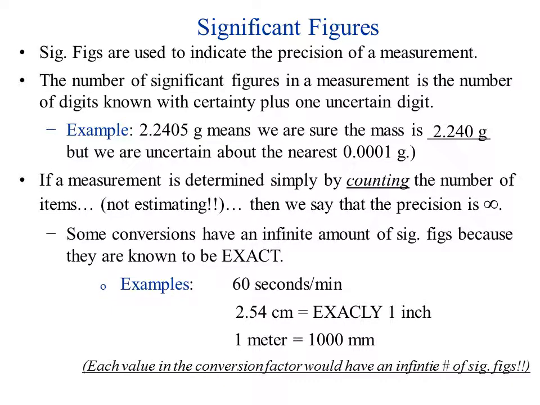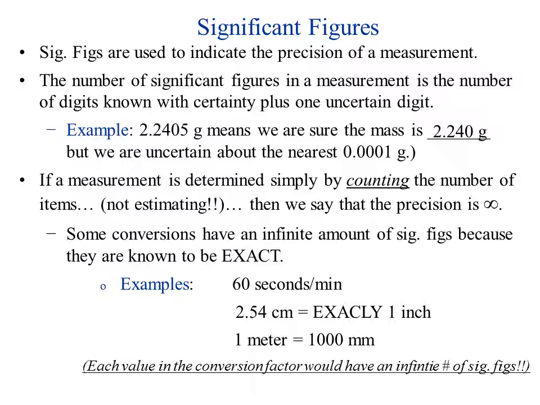All of those measurements have an infinite amount of precision because we're actually counting how many seconds are in a minute. We're counting how many millimeters are in a meter. It just happens that 1 inch is exactly 2.54 centimeters. Probably somebody wanted to define an inch as a very exact amount of centimeters. That's not rounded.